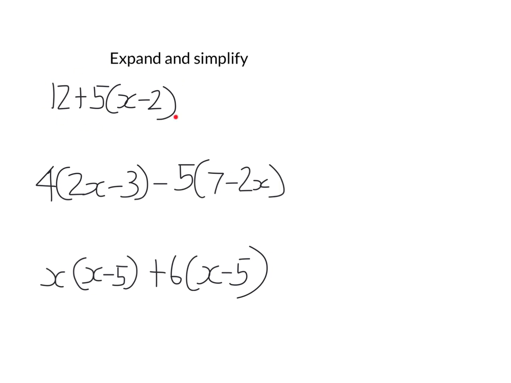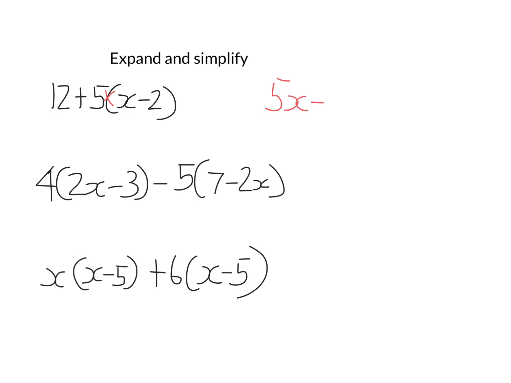Now, I included this first question because a lot of people mess this up. They think we go 12 plus 5 is 17 and then times it by x. You don't do it that way. Reason is we still have to respect the order of operations. Remember, no operation in algebra means times. This is 5 times x minus 2. So we actually have to do this first and then add 12. So when we're expanding, we go 5 times x is 5x.